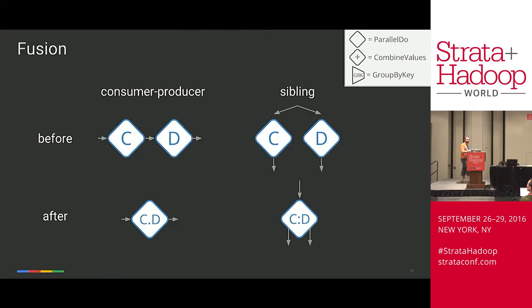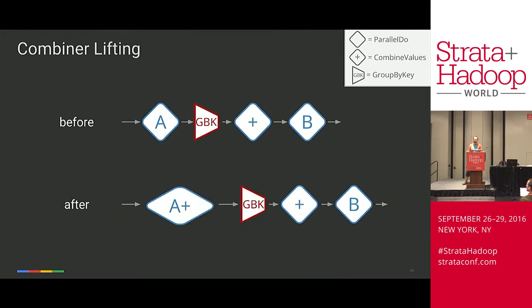So consumer-producer fusion, a stage after a stage, there's no shuffle in there. They can be run in the same process. Similarly, sibling fusion: if you've got two stages consuming the same input, you can actually run them in the same process, whereas they might logically be written as two separate things.